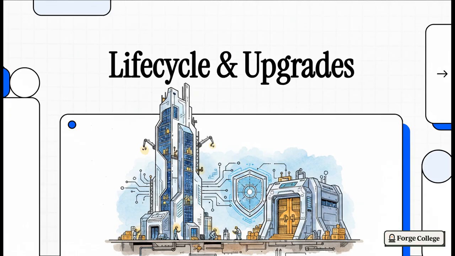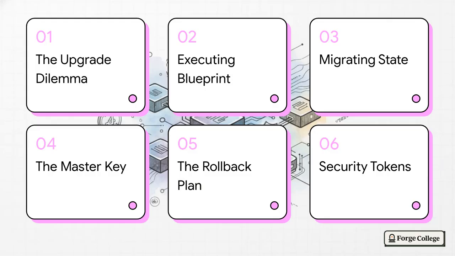Seriously, how do you renovate a towering digital skyscraper while thousands of users are still living inside, trading, and heavily relying on your code? Well, today we're diving into the lifecycle, upgrades, and exactly how we prepare the ground for heavily regulated security tokens. Here's our blueprint for today. We'll be looking at the upgrade dilemma, executing the blueprint, migrating state safely, documenting the disaster plan, the master key, the rollback plan, and finally, next stop, security tokens.